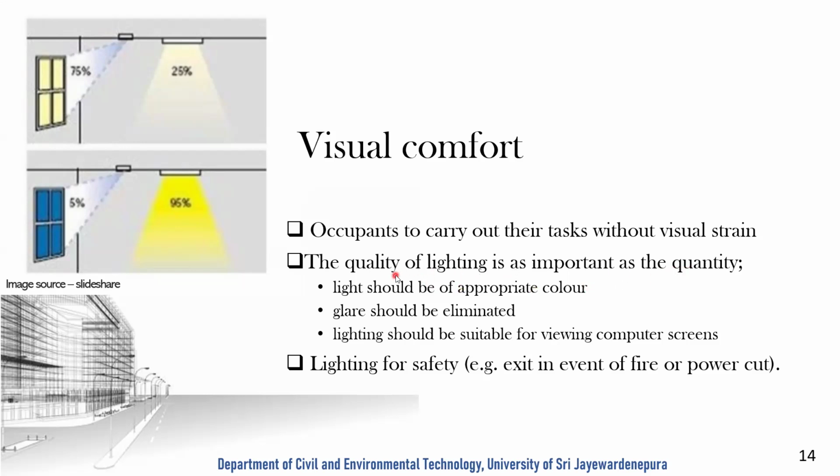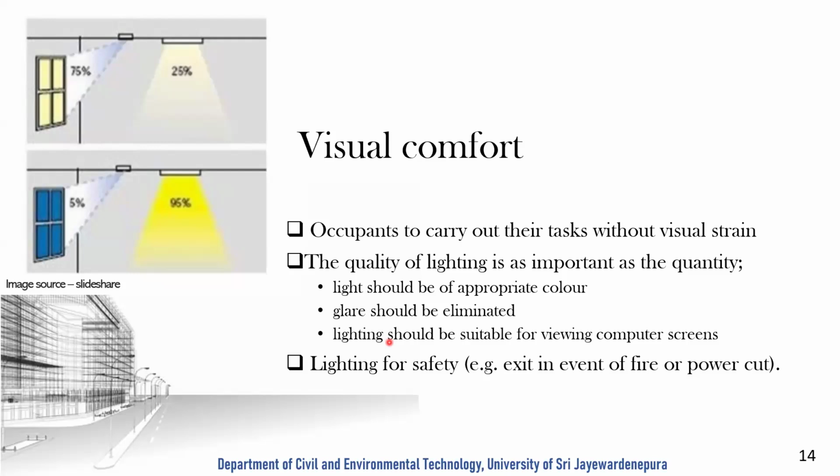Quality means the color of the light, the glare, etc. The quantity means, in some cases, if you have a small room, maybe one light is enough, but for a factory floor, how many lights are needed? How to cover all the areas? And in some cases, if you're working in an IT company, they have a lot of computers, so they should be able to view the computer screen without much strain. So there should be appropriate lighting for that.